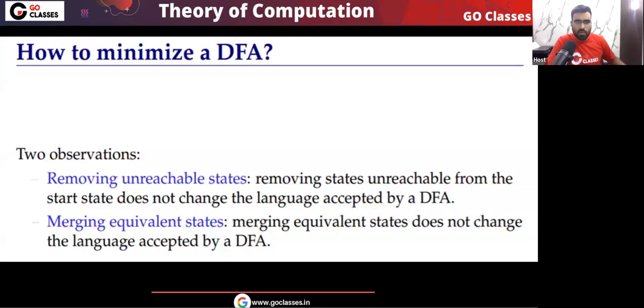Okay, now let's move on. So how to minimize the DFA? If a DFA is given to you, then for the minimization, the first step is you remove the unreachable states, and the second step is you merge the equivalent states. Yes or no? You find what states are equivalent and you merge them. So these are the two steps to find the minimization of a DFA. Okay, first you remove the unreachable states. Remember, first we have to remove the unreachable states. Then we have to merge the equivalent states.